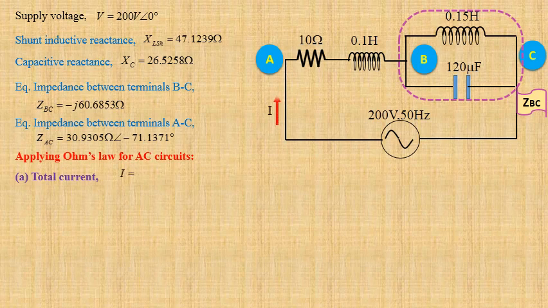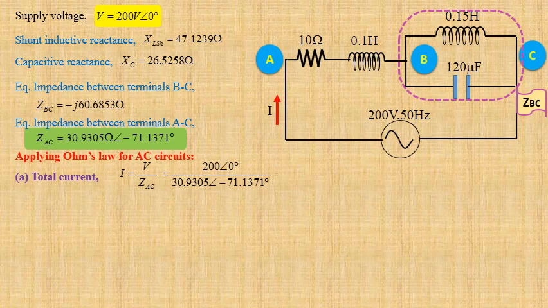I equals V by ZAC. Using values, we get 200 at an angle 0 degree divided by 30.9305 at an angle minus 71.1371 degree. That gives us 6.4661 ampere at an angle 71.1371 degree. Now we shall determine voltage drop across terminals B and C.